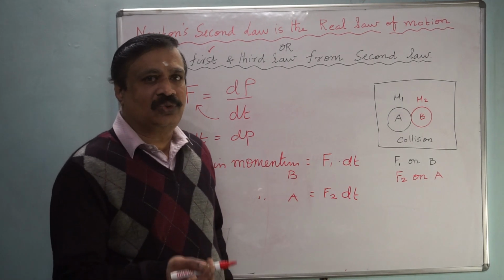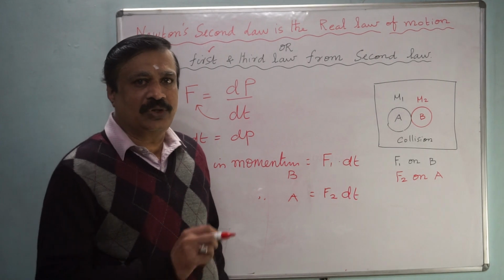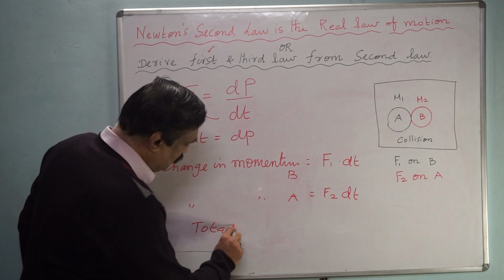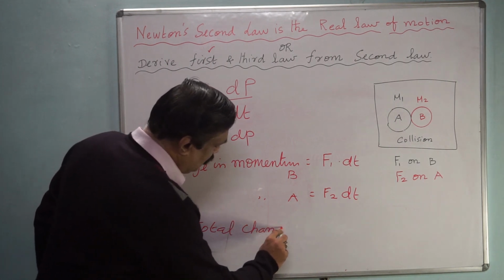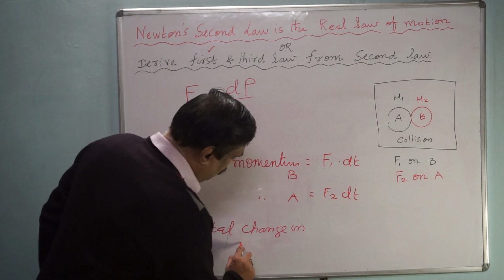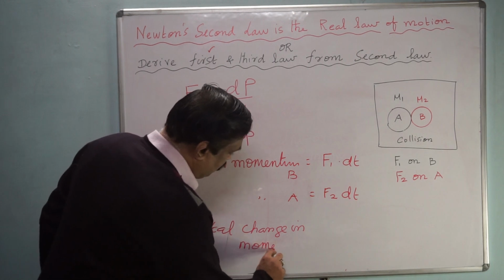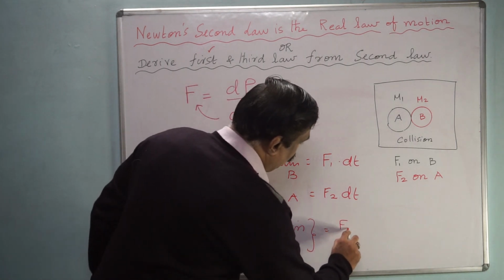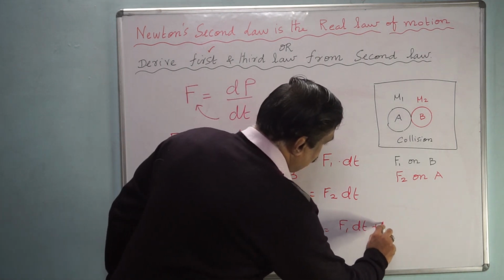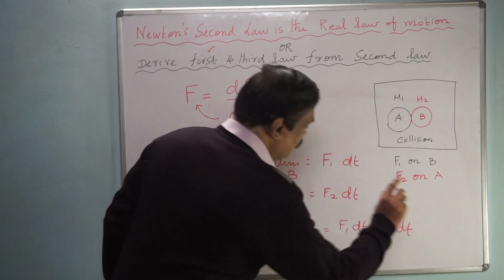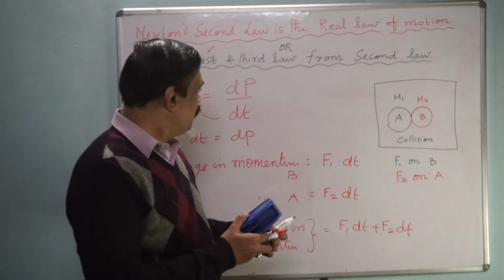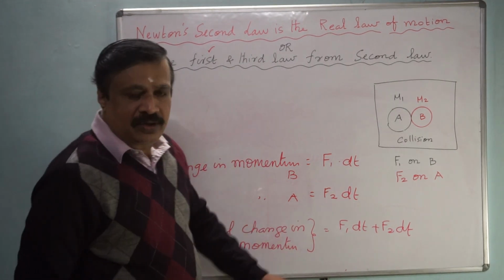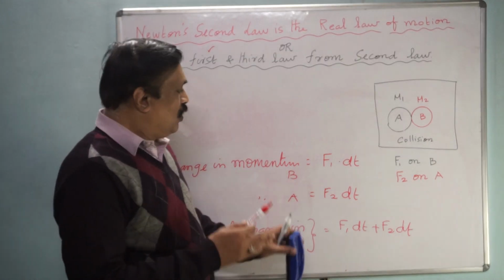Now you can write the total change in momentum. What is the total change in momentum? Total change in momentum is equal to F1 dt plus F2 dt. This is the total change in momentum. Now I erase this. Now, total change in momentum.